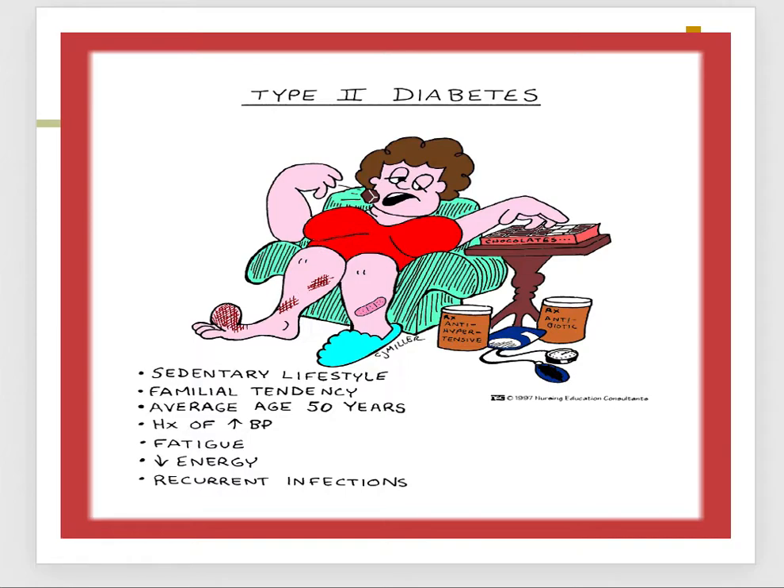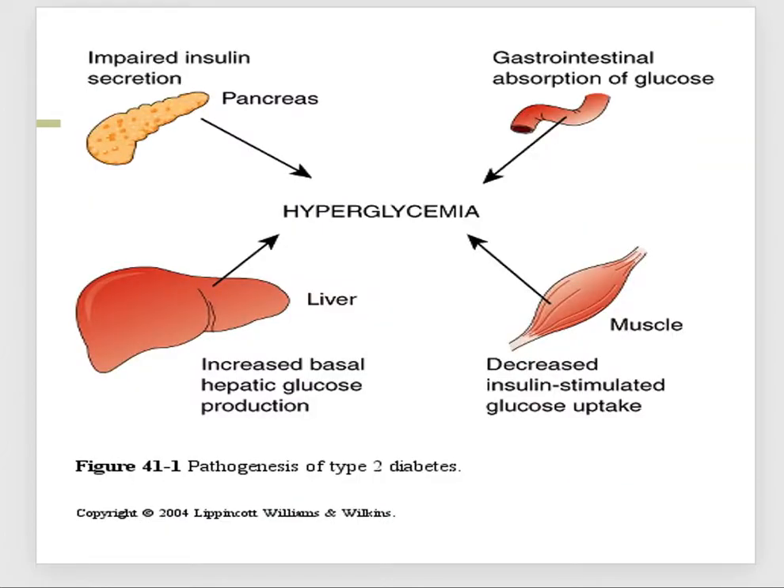We once would say average age was 50 and above, but we know as a nation we've become heavier and somewhat lazier. So now we're seeing more type 2 diabetes. Fatigue, low energy, recurrent infection. So you see she's eating chocolate. She's got her hypertension medicine. She's got infections that aren't going to heal, right? So you can kind of get the gist of the kind of lifestyle she's living. With this lady, she is suffering from hyperglycemia.